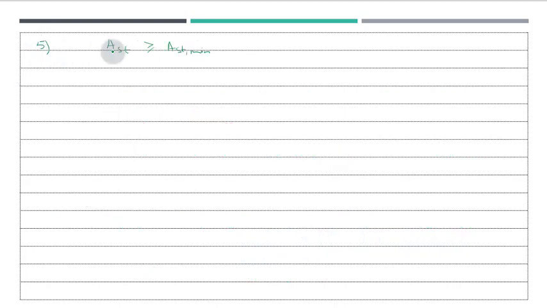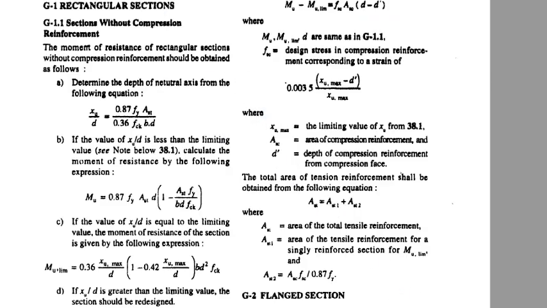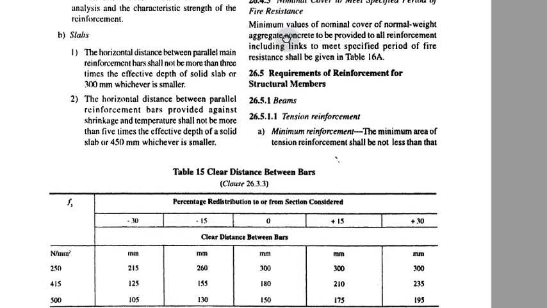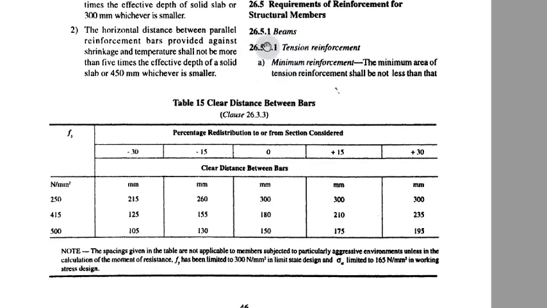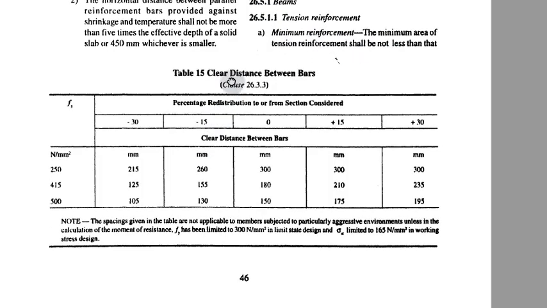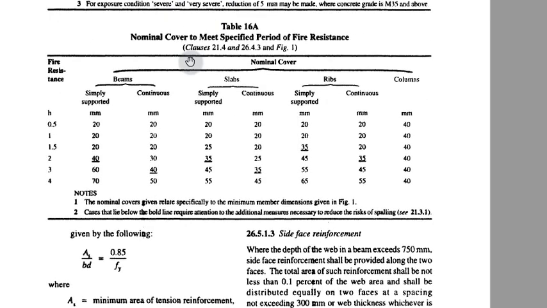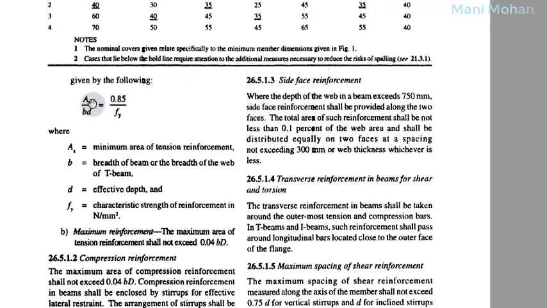Fifth point, the tension reinforcement which you are going to compute, make sure it is greater than or equal to the minimum steel recommendation given in IS 456-2000 for beams. So let us see what that recommendation is. Here you see, in clause number 26.5.1, tension reinforcement, minimum reinforcement. Okay, so the formula is given as Ast by b d equal to 0.85 by fy.